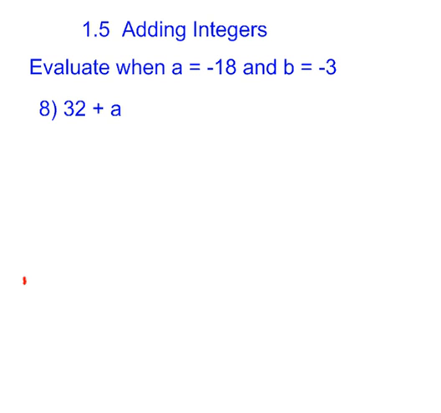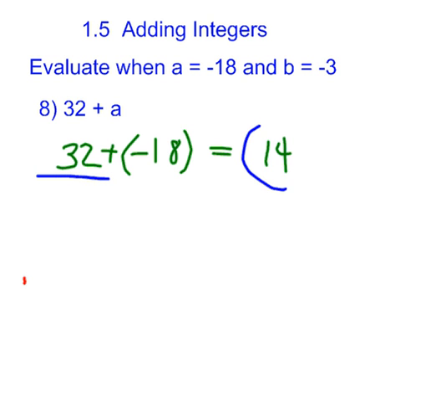Once again, problem number 8 is asking us to do the same thing. So let's plug in A. This would be 32 plus A, which is a negative 18. So 32 would be a black 32 and a red 18. When it's black and red, we're going to subtract. That gives us 14. We take the sign of the largest number, and because 32 is positive, our answer is positive 14.